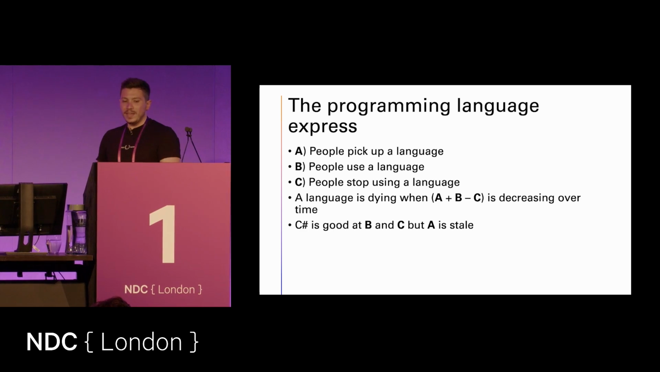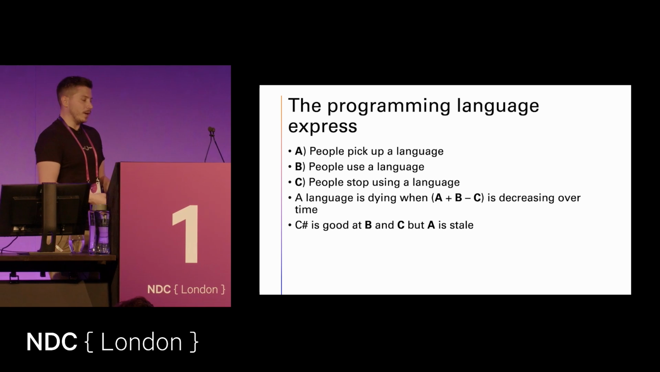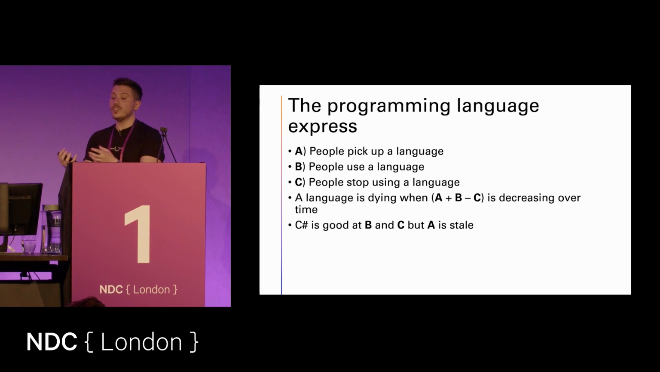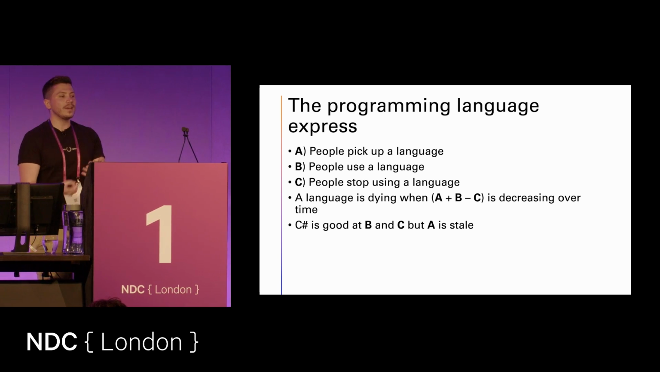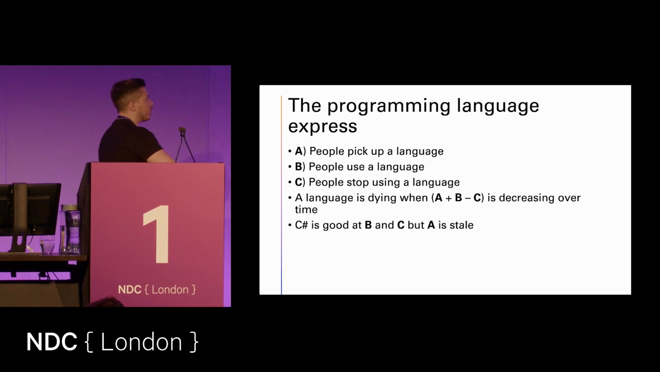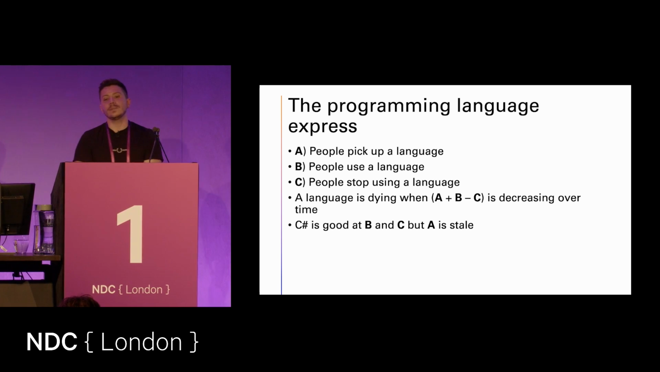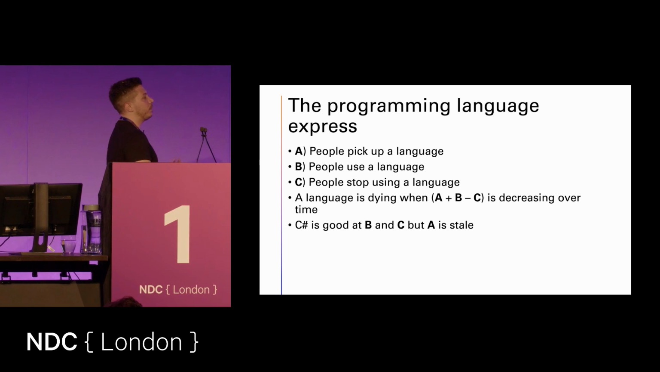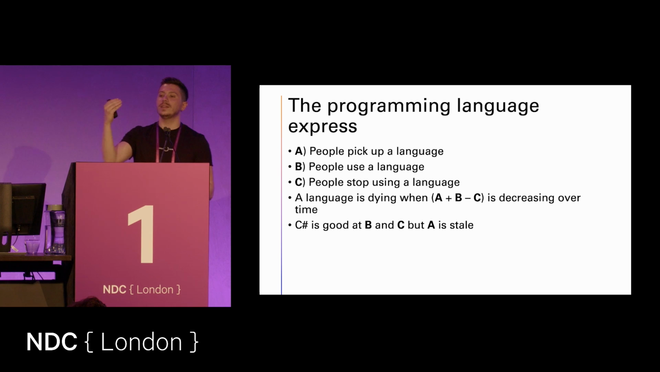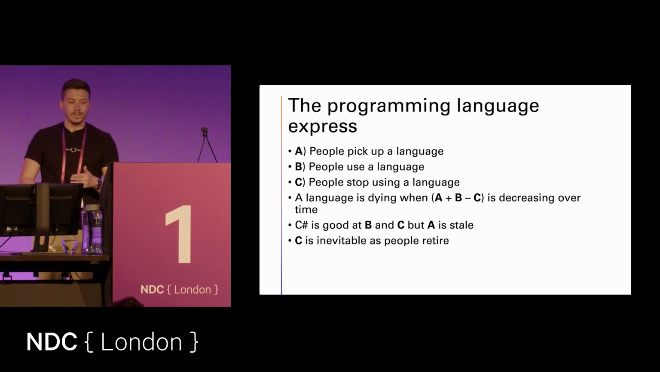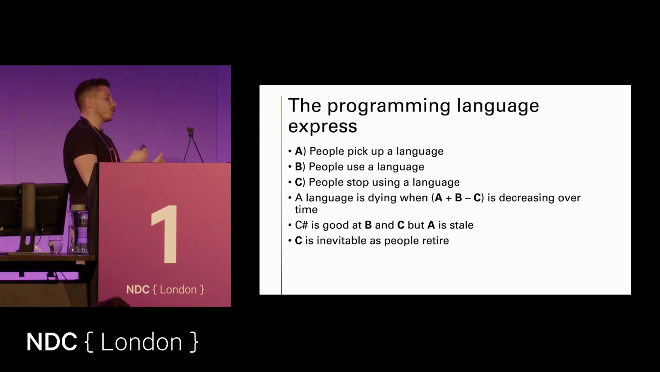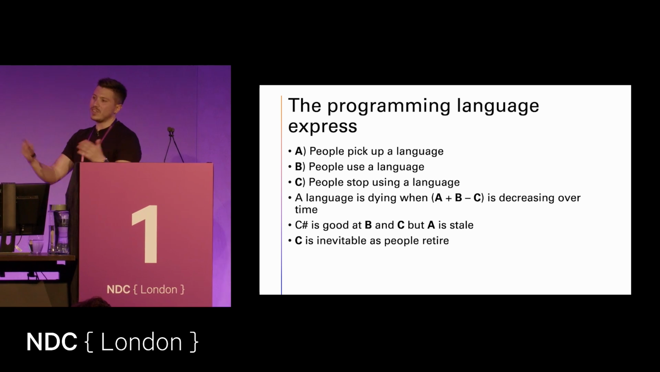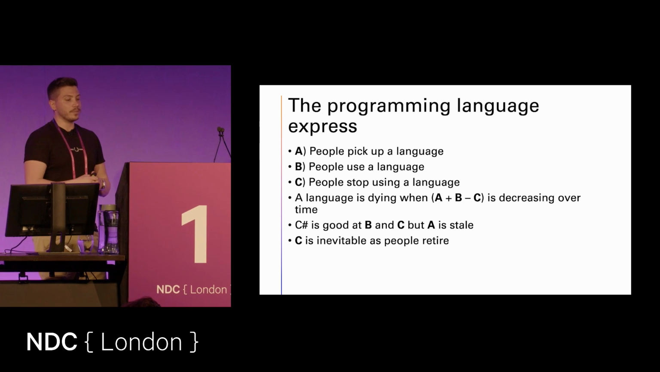So C# is good at B and C, but A is a bit stale, people picking up the language, especially in the context of ASP.NET Core and APIs. And that is not C# to blame, because C# is a great language. People love using C# and they just stick with it for years upon years. But we need to make it more accessible and make more people come in and say, hey, we're cool too. You can also have an API very quickly, or you can also have a system that you can deploy in the cloud very easily. C is inevitable as people retire. It makes sense for .NET being 20 years old that some people have been doing it for so long that they can just retire and they don't need to work anymore.